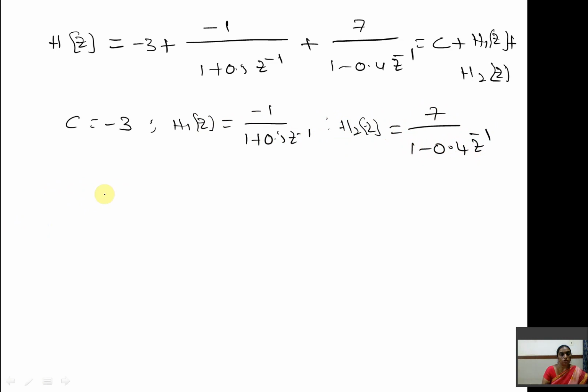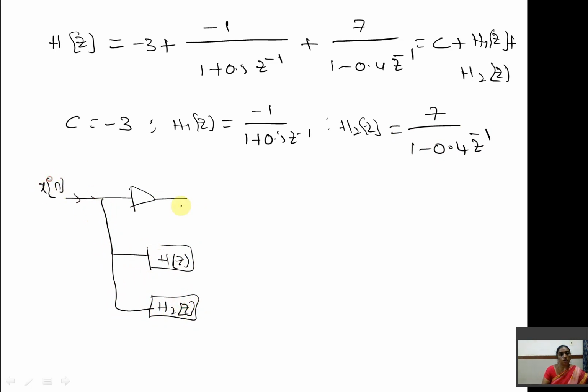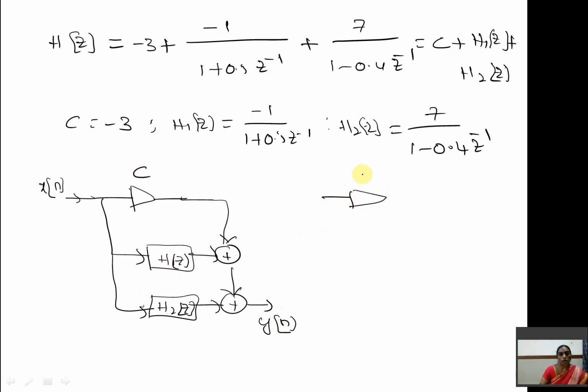So now this one is like a constant, then next one H1 of z, next one is H2 of z. Here apply input, then add all of these. That is nothing but our parallel form connection. So now here implement. Here is a minus 3.